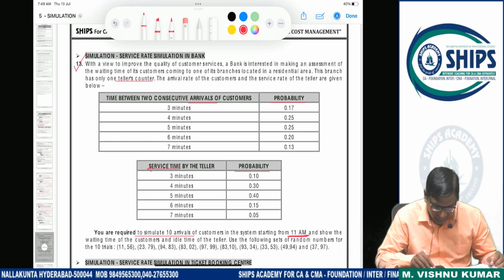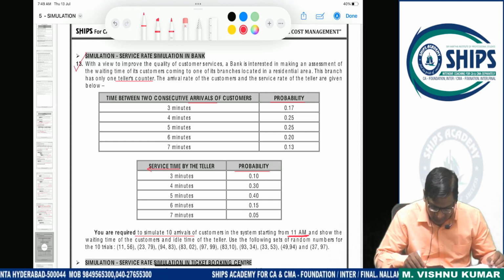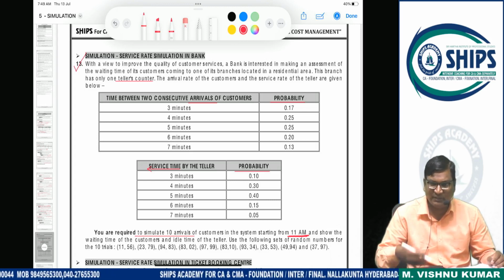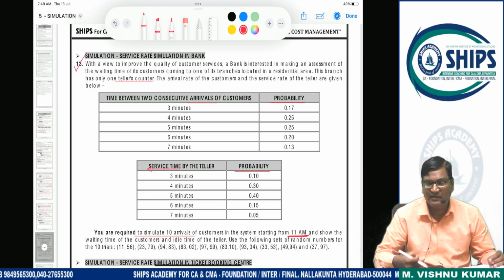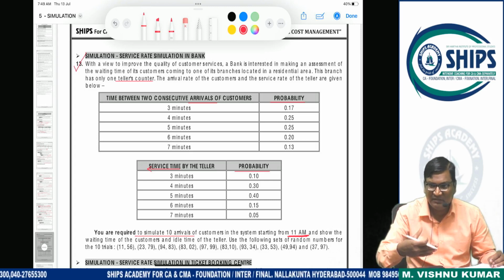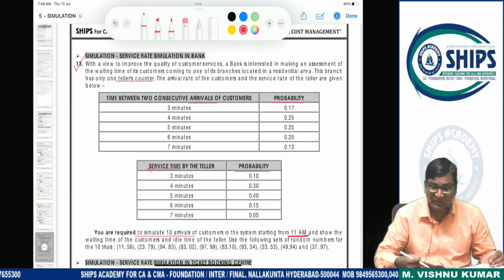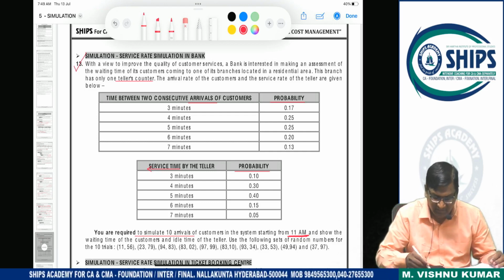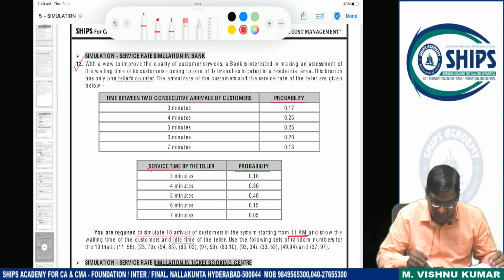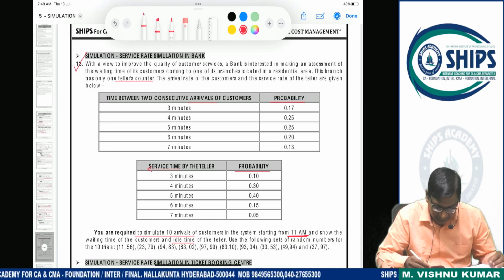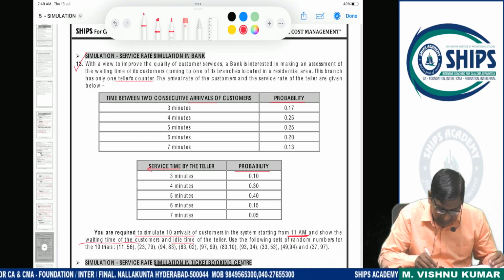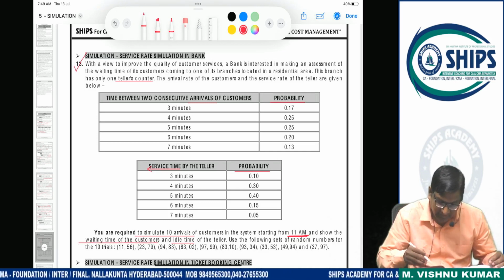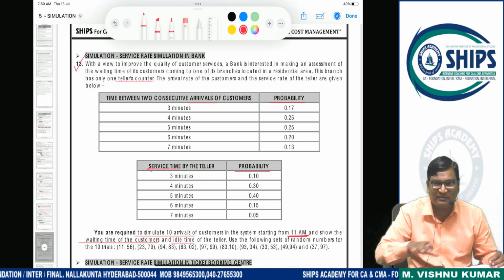Show the waiting time of the customer and the idle time of the teller. Idle time of the teller means the teller is ready to give the services but no customer is there. So he is waiting for a customer. So the waiting time of the teller is called idle time. Okay? And the waiting time of the customer means the customer is there but the teller is busy with another customer.